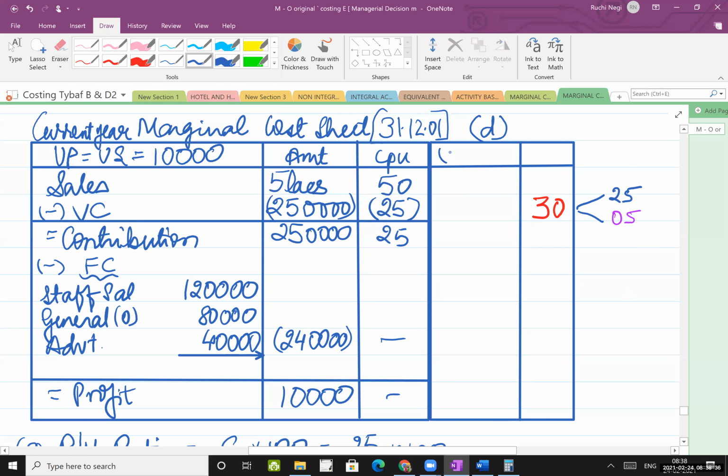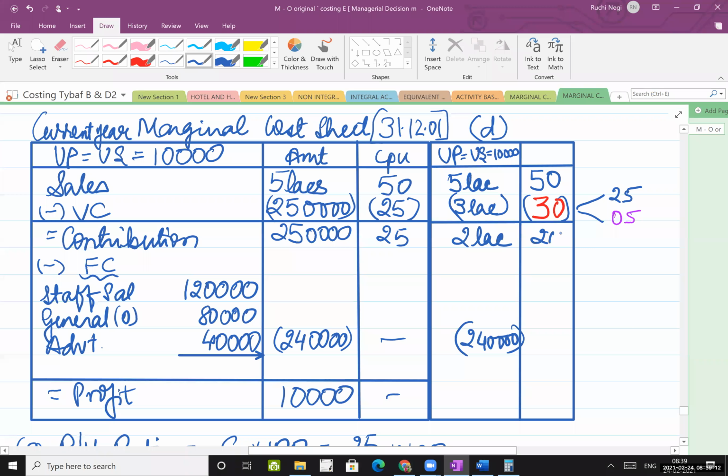So other things will remain same, matlab units produced and sold will be how much? 10,000 only. Sales कितना था 50. ये भी 50 रहेगा. वेरिएबल फिक्स कॉस्ट कितना था 2,40,000. तो ये भी 2,40,000 रहेगा. It means that 10,000, this will be 5 lakhs, this will be 3 lakhs, so this will be now 2 lakhs, this will be 240. 2 lakh minus 240 will be how much?